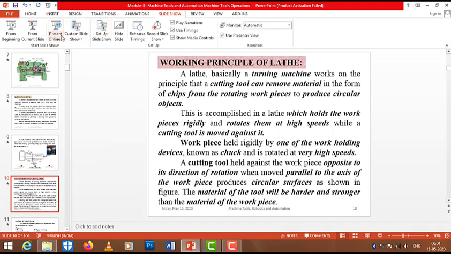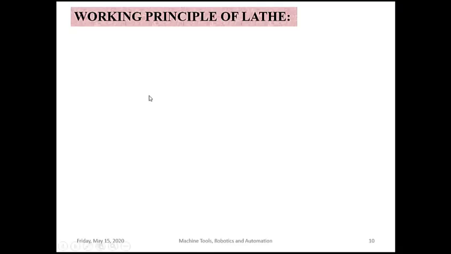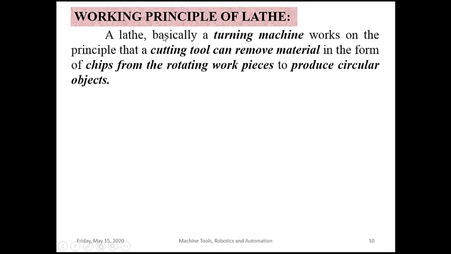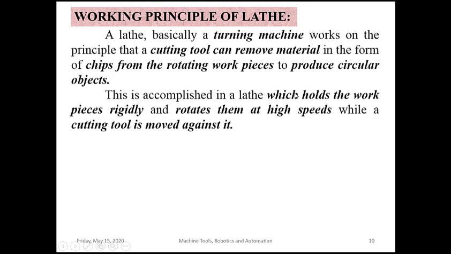That is the working principle of lathe. You can see here, in the working principle of lathe, basically a turning machine works on the principle that a cutting tool can remove material in the form of chips from the rotating workpiece to produce a circular object. Again, I will tell you that a cutting tool can remove the material in the form of chips from the rotating workpiece to produce a circular object.